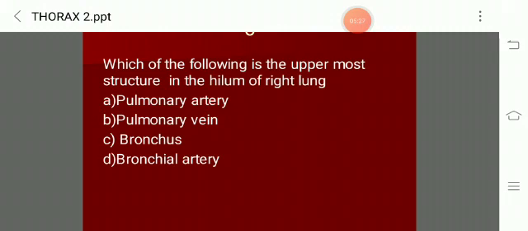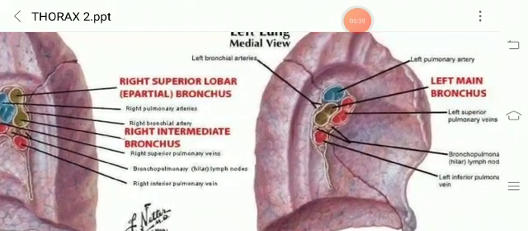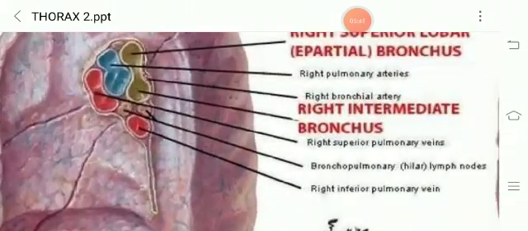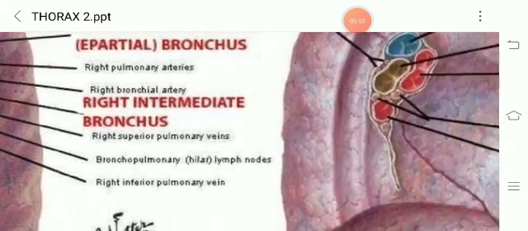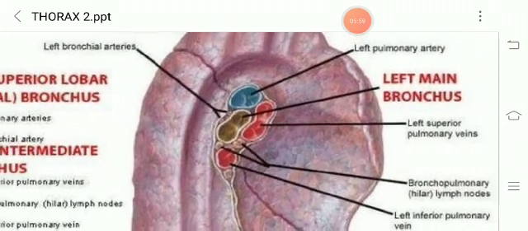Left lung, what is the order? First you get artery, pulmonary artery, then you get bronchus, then you get vein. You are seeing the arrangement of structures on right side and left side. Look at the right side. First bronchus, then what else? Just say the order. First you find the bronchus, then you find the artery, then again the hyparterial bronchus, then the vein. On left side, first you find the artery, then you find the bronchus, then you find the vein.